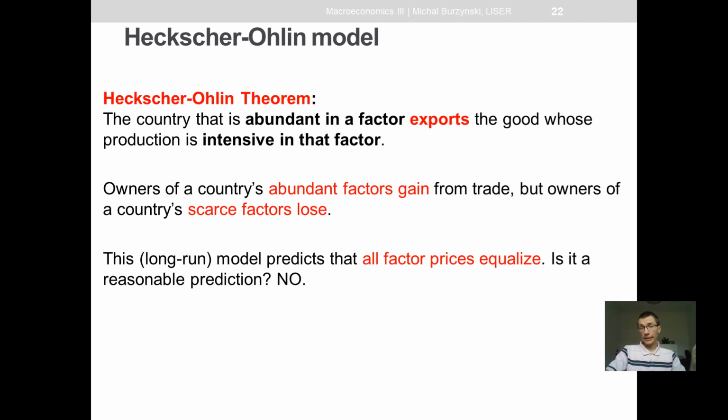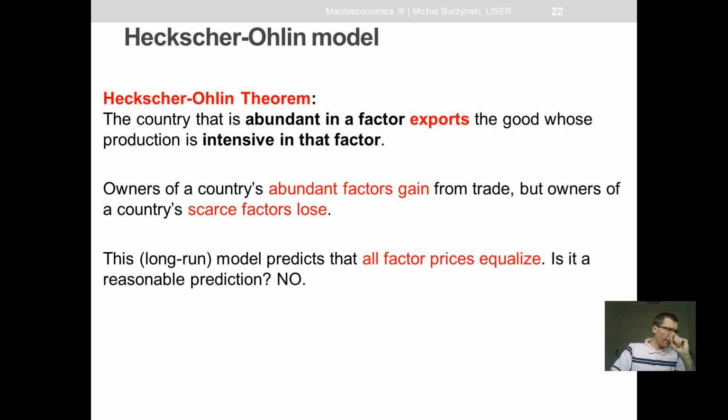Some examples of no equalization of factor prices across countries. Very simple. Take wages across countries. They are not equalizing at all. Take even the returns to capital across countries. They are different as well. There are countries with high returns to capital, the developing countries. There are countries with low returns to capital, the developed countries. And there is no convergence in terms of returns to capital, even though capital is relatively way more mobile across countries than labor is, right?